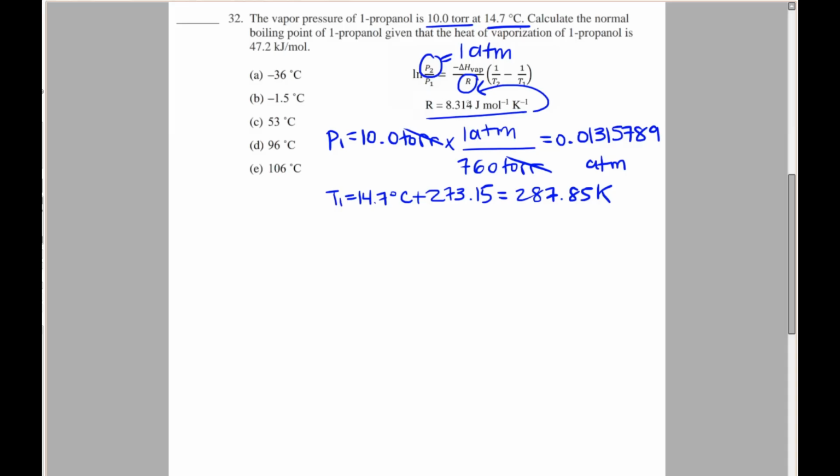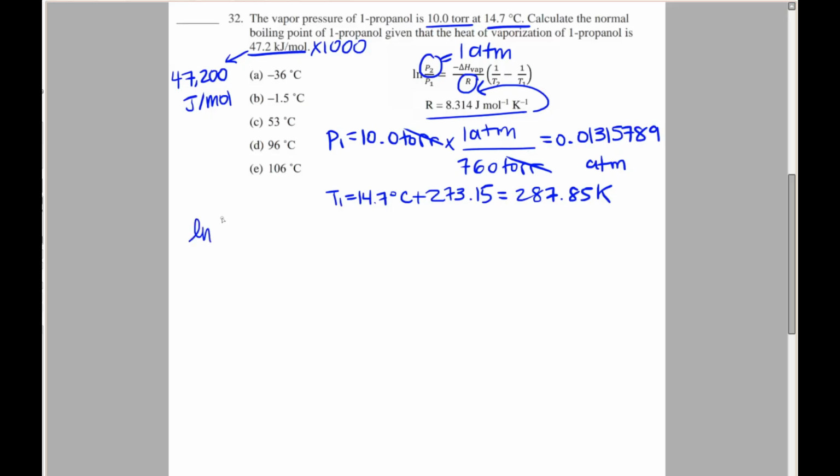And as I stated before, P2 will just be 1 atmosphere of pressure because we're looking for the normal boiling point. And we're given HVAP, which is 47.2 kilojoules per mole. But since we're working with joules and not kilojoules, as you can see in R, the units are in joules, we just have to multiply this by 1,000. So we're going to get 47,200 joules per mole. So this is our delta HVAP. And so now we are ready to plug everything into our equation and solve for T2, which is our normal boiling point.